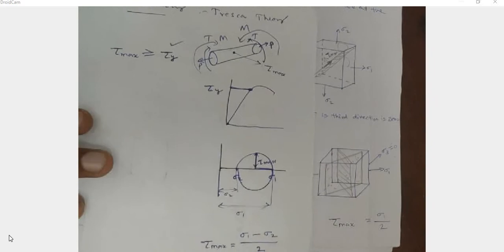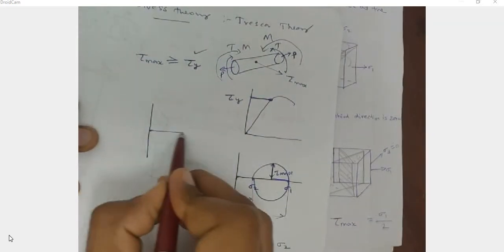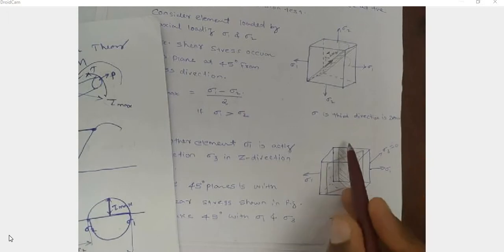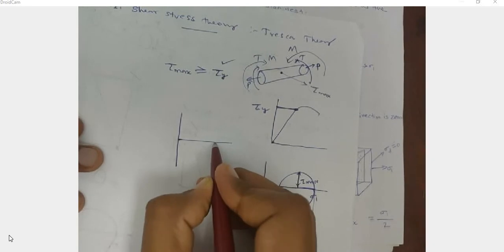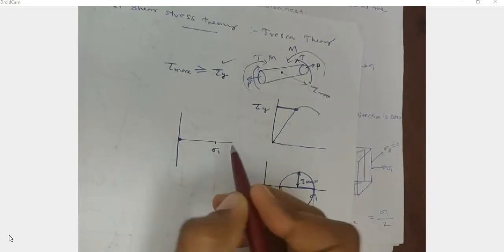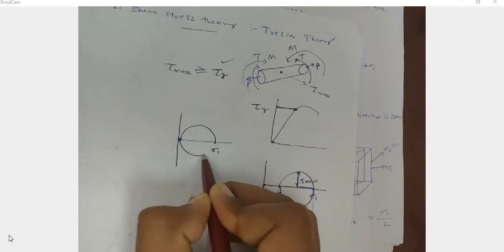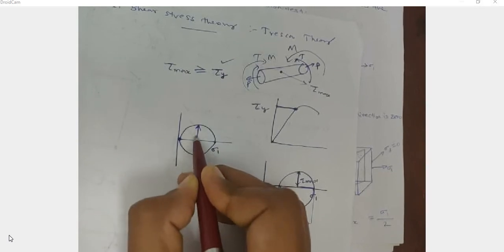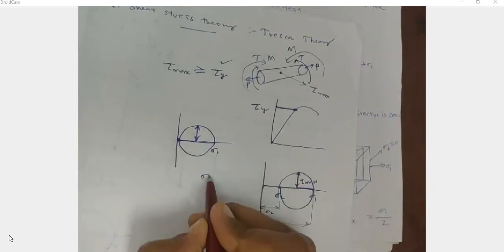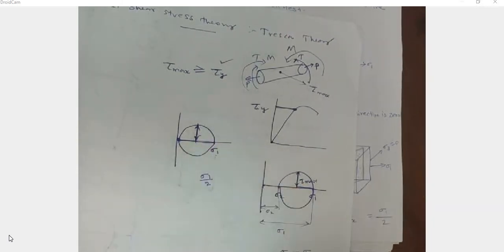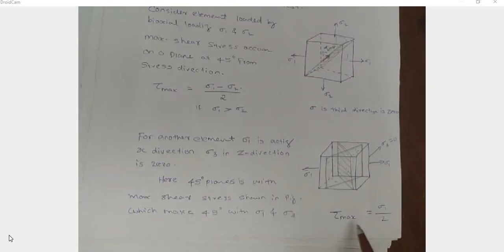That we can also draw using a Mohr circle. In this case, we have sigma 1 only, sigma 2 equal to 0 and sigma 3 also equal to 0. So this is sigma 1, and sigma 2 equal to 0 is this point. Based on these two points, we can draw a circle, and this is the tau maximum. The diameter is equal to sigma 1, so the radius is sigma 1 by 2. So tau maximum is equal to sigma 1 by 2. If sigma 2 is absent, then it is equal to sigma 1 by 2.